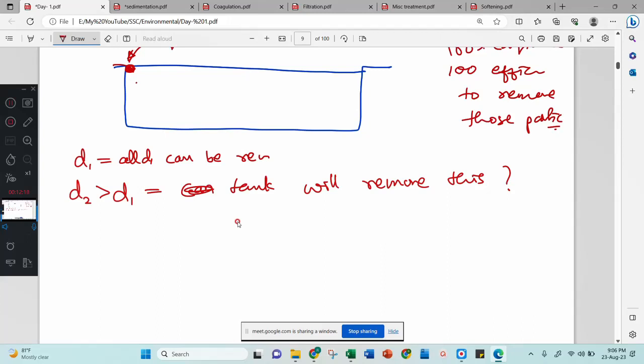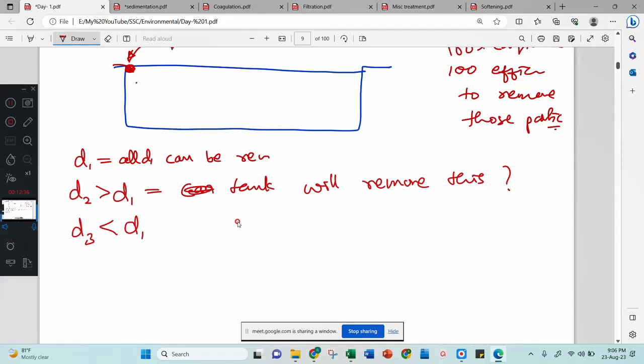Next question is, I have another particle, the particle size is D3. Settling will be more and faster compared to the design diameter, it will be fast.